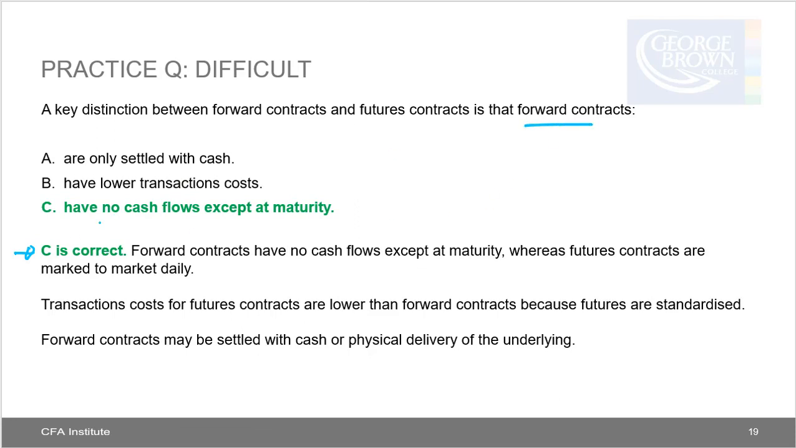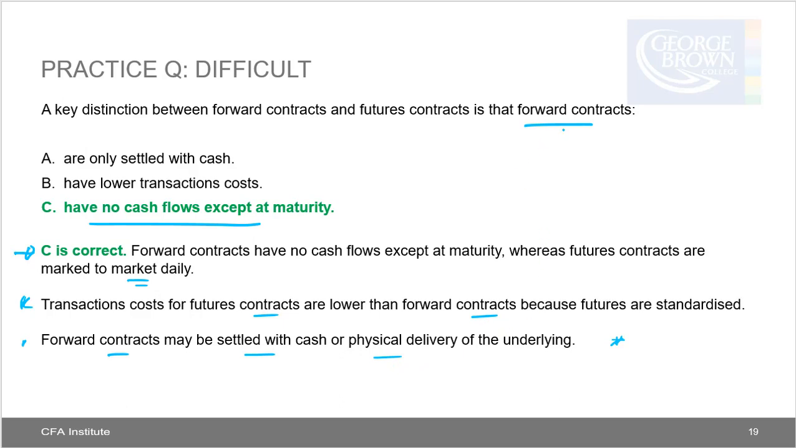Forward contracts have no cash flows except at maturity, whereas future contracts are marked to market daily. Okay? Transaction costs for future contracts are lower because they're standardized than forward contracts, which are customized. So that should make sense. And forward contracts may be settled with cash or physical delivery of the underlying. We saw the example with a forward contract, an exchange of wheat. Okay, so that's the physical delivery of the underlying.